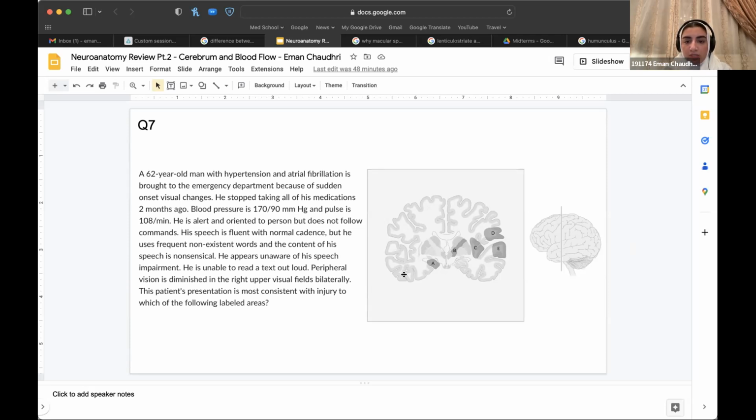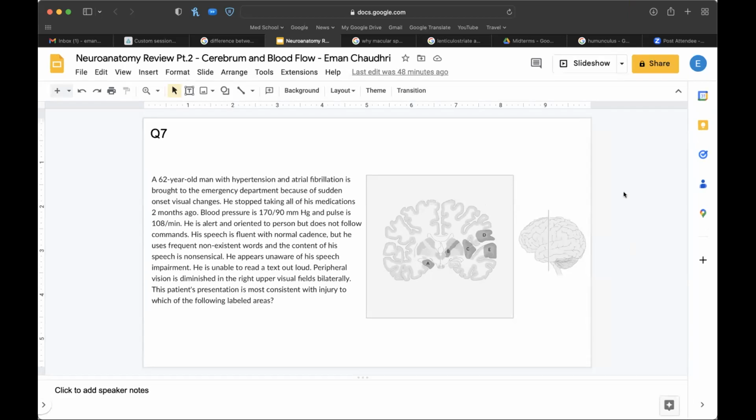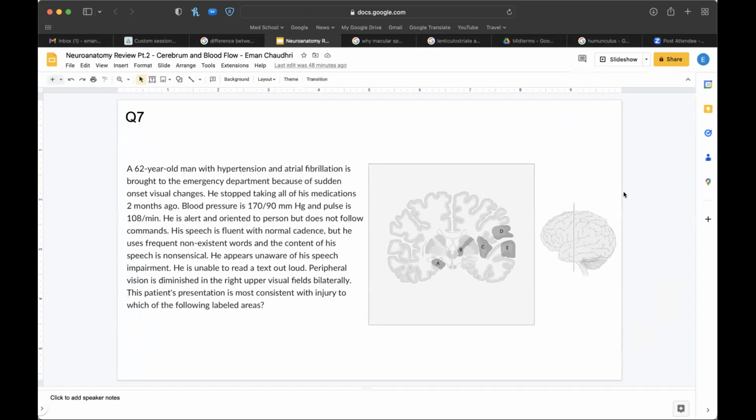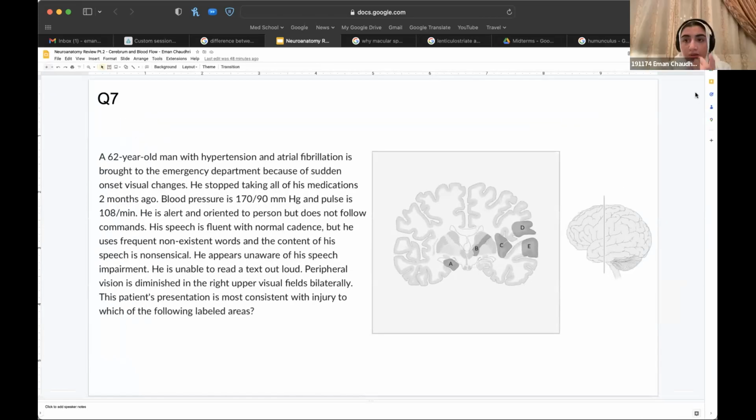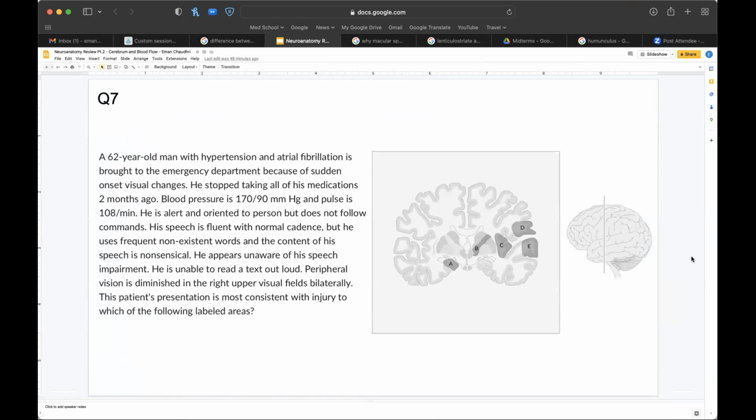Can you guys see that properly, or would you like me to zoom in? I know it's Wernicke's, but I don't know where Wernicke's would be. Yeah, exactly. Good start. So C, you said? Yeah, because Wernicke's was a little bit on the posterior aspect of the brain, on the temporal lobe. Okay.